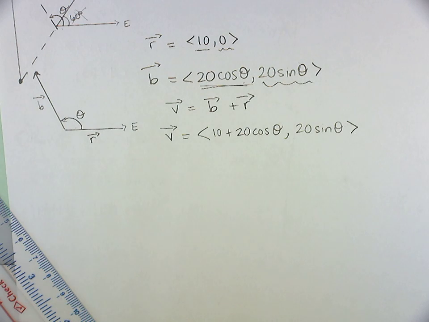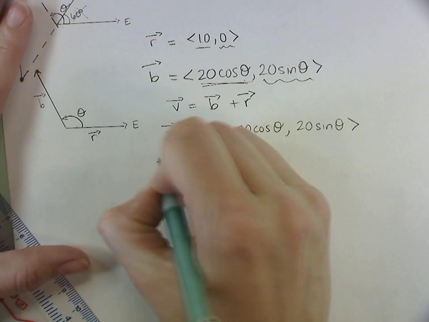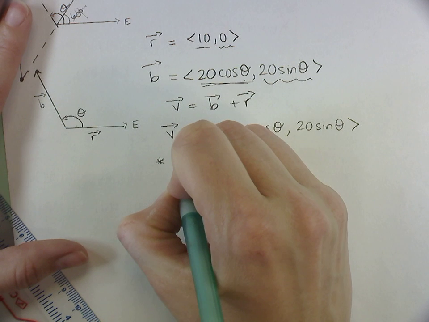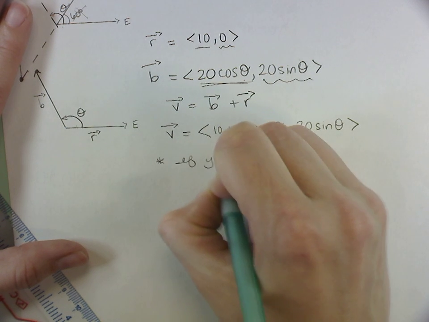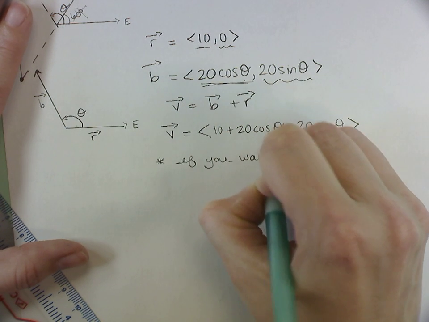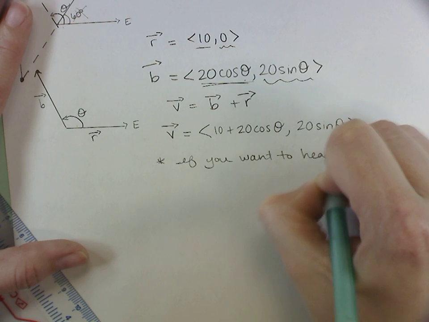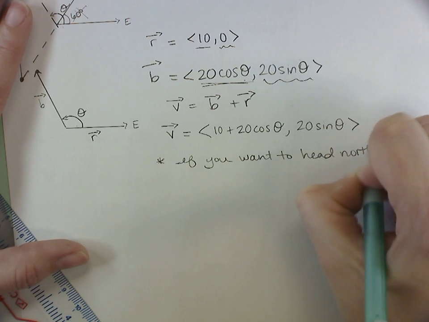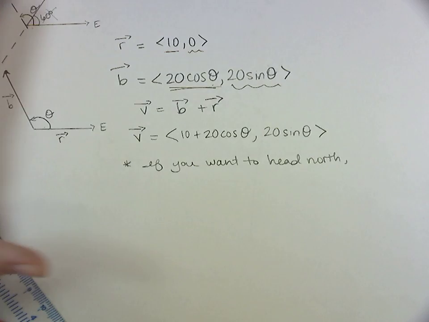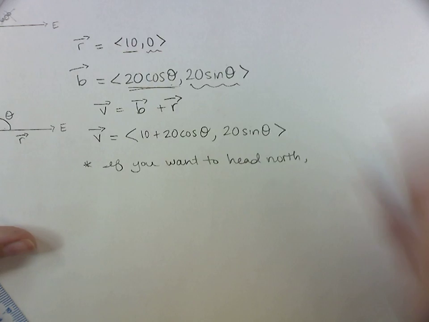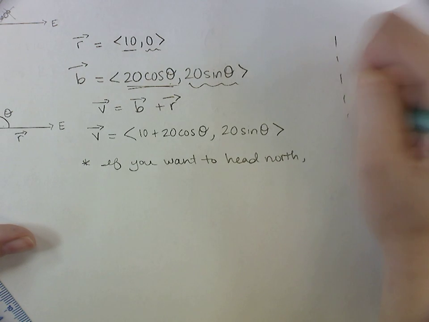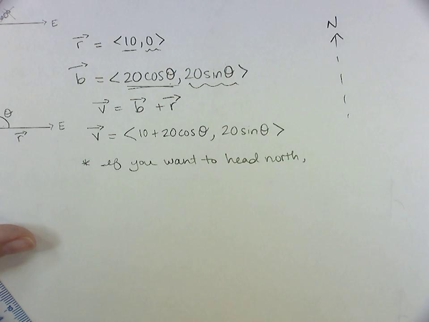The next part, we're going to talk about that a little bit logically. So we want to head in what direction? North, right? Yes, north. So if you want to head north, there's going to be something that we know. So let's say I want to head north, okay? We'll say this is me heading north.